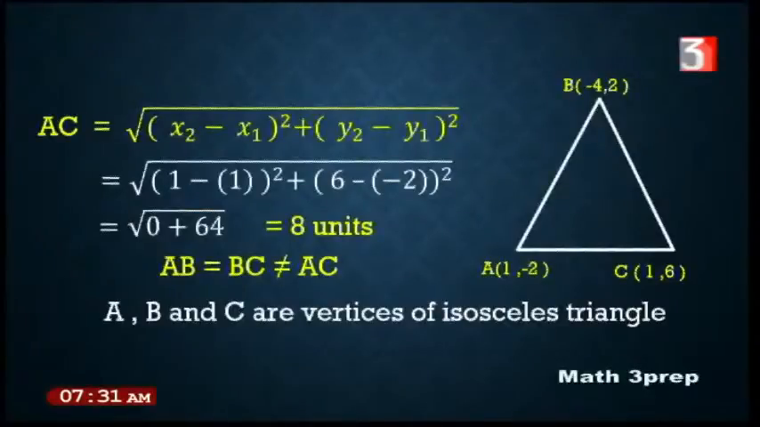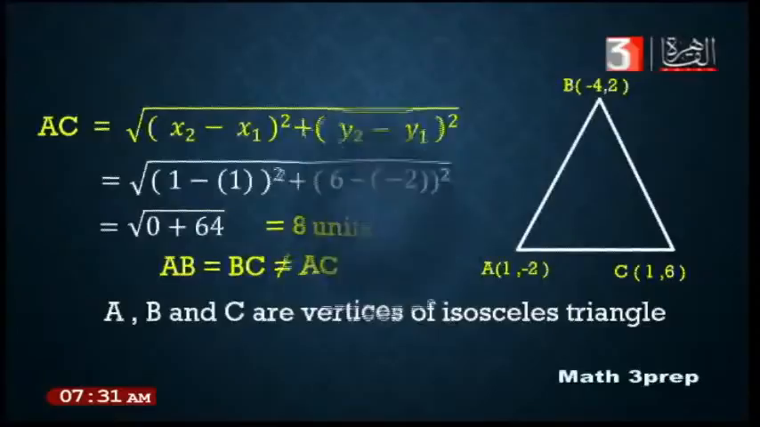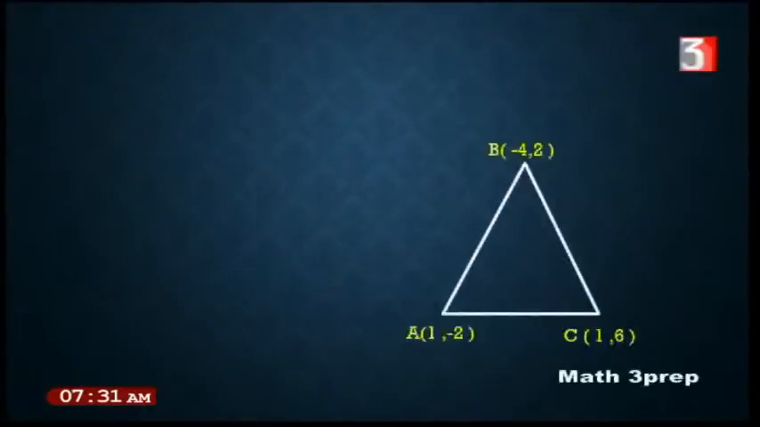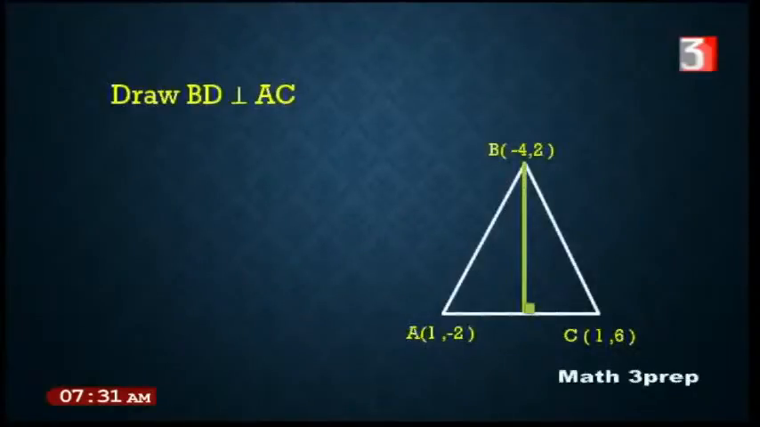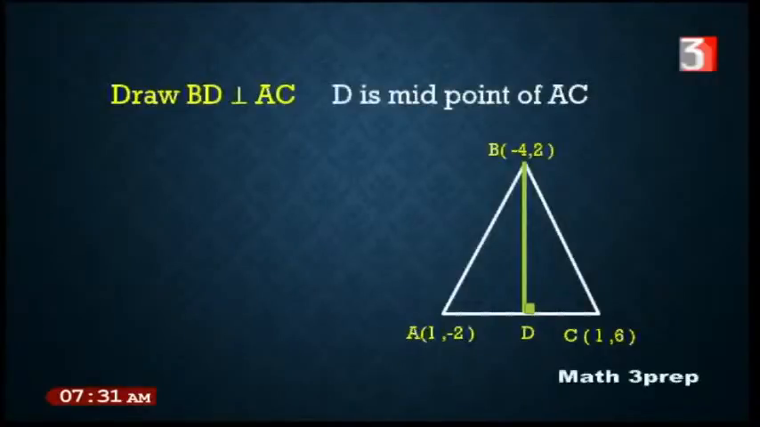To find the area of the triangle, all of you know that the rule of the area is half times the base times the height, and the base and the height must be perpendicular. So we must first draw a perpendicular BD on AC. To draw this perpendicular, you are going to find that the point D is the midpoint of AC. Then can you find the coordinates of the point D?